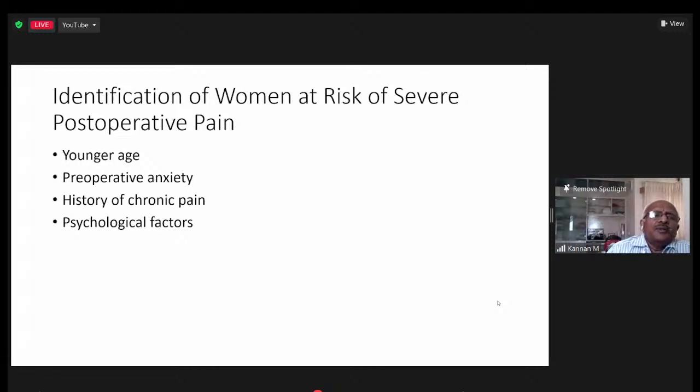So how to identify them? The younger age group, patients with perioperative anxiety, and patients with a history of chronic pain, and other psychological factors like separation, frustration, and all these things. These patients are high risk during the postoperative period, and they need a special look into this problem.